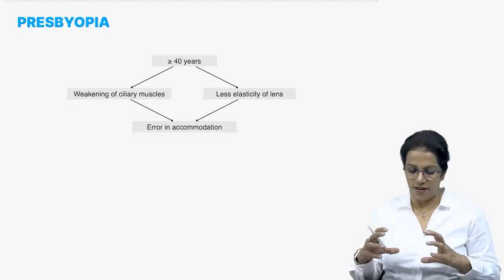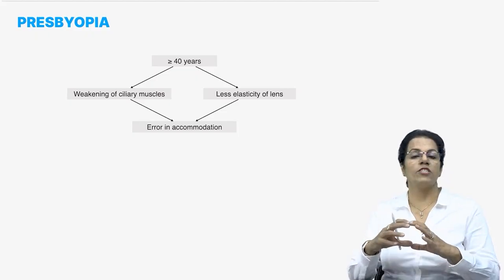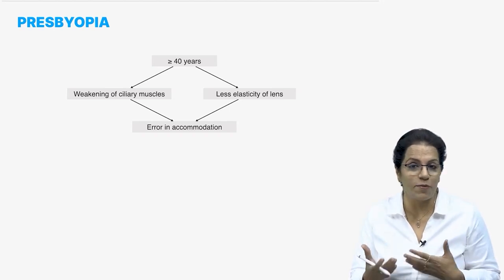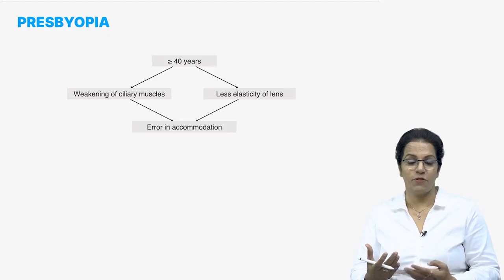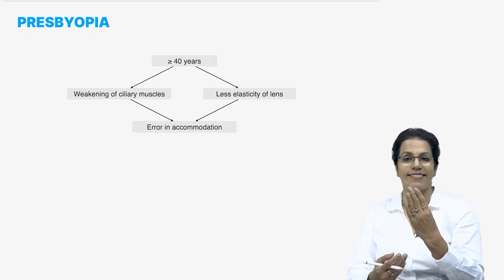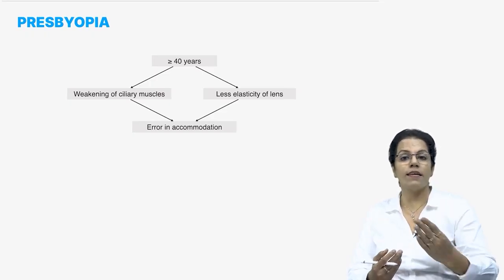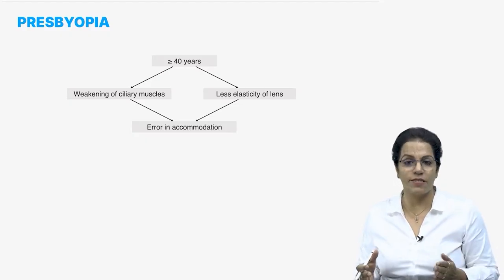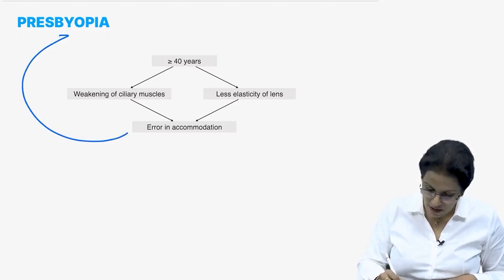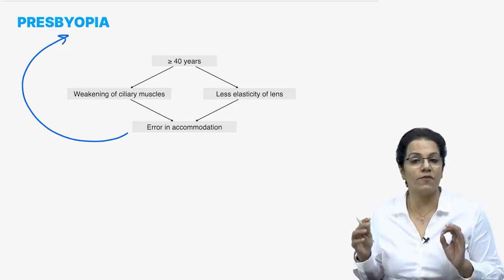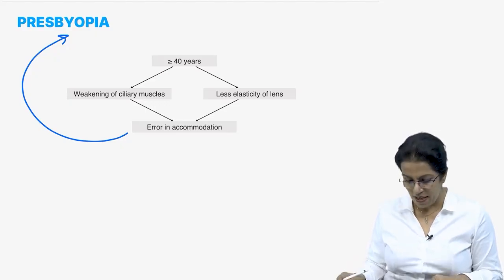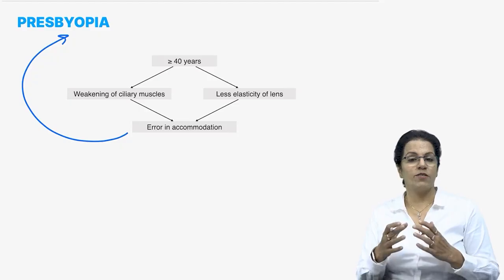It will not contract enough, and will not change shape. So what is happening? Refractive power is not able to increase. So when I am reading, I am better like this at this distance than at this distance. So this is an error in accommodation due to these processes, and this error in accommodation is what is called presbyopia. This error of accommodation is presbyopia. Got it? Okay. What will you do? What is the solution of this problem?